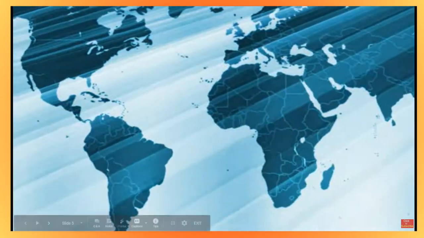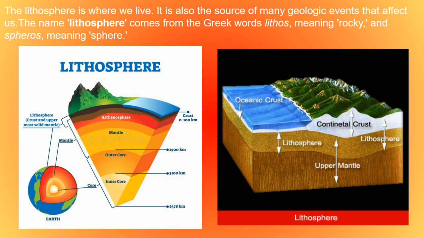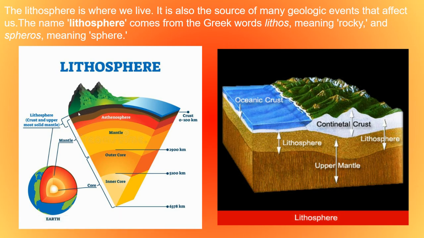Okay, so now have a look here. This is the diagram of the interior structure of Earth. I'll give it to you in the end to practice. Now this is where we live, and this is the lithosphere. You can see that the continental lithosphere, where continents exist, is thicker.